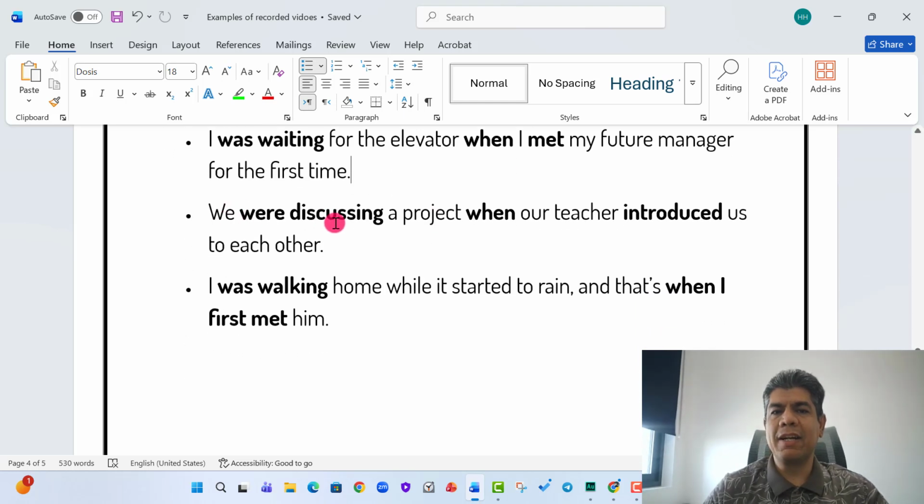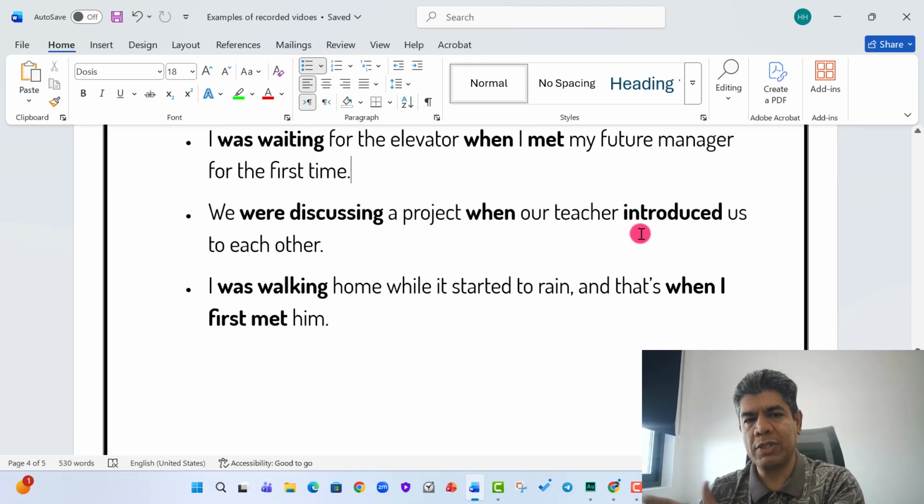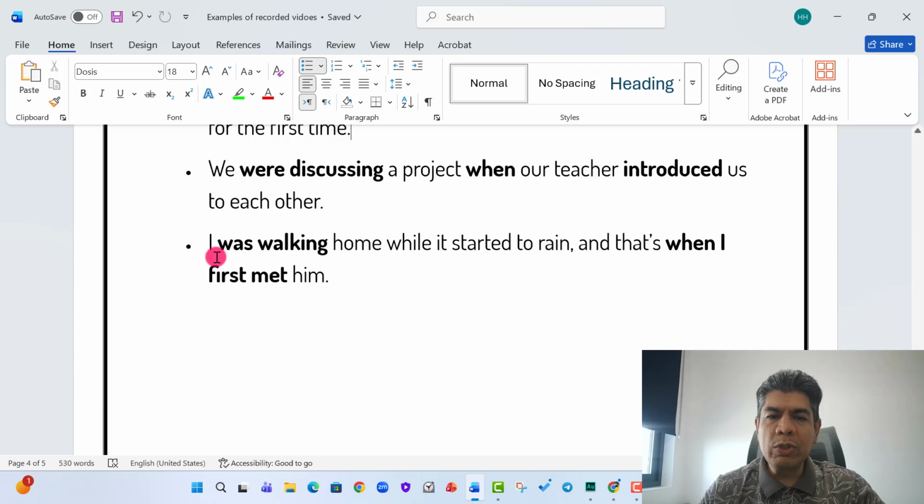We were discussing a project when our teacher introduced us to each other. We were discussing, this is the longer action. We connected with when and then the short action: introduced us to each other. I was walking home while it started to rain, and that's when I first met him.